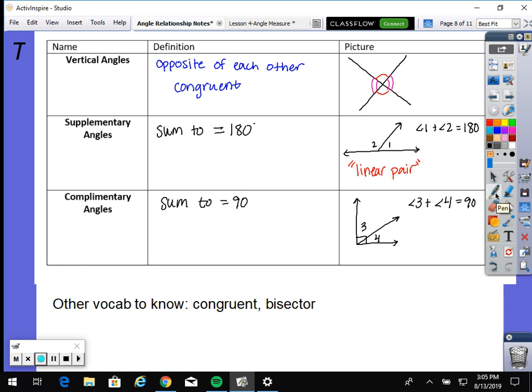We have a couple other vocab words down here. Congruent. So just remember that congruent means equal. Or we could even say equal measure. So the measure of the angles would be congruent. They would be equal. Bisector, that means cut into two pieces. I'm going to say two parts here. Cut into two parts. So if you have an angle that is being bisected, it's being cut into two equal parts.